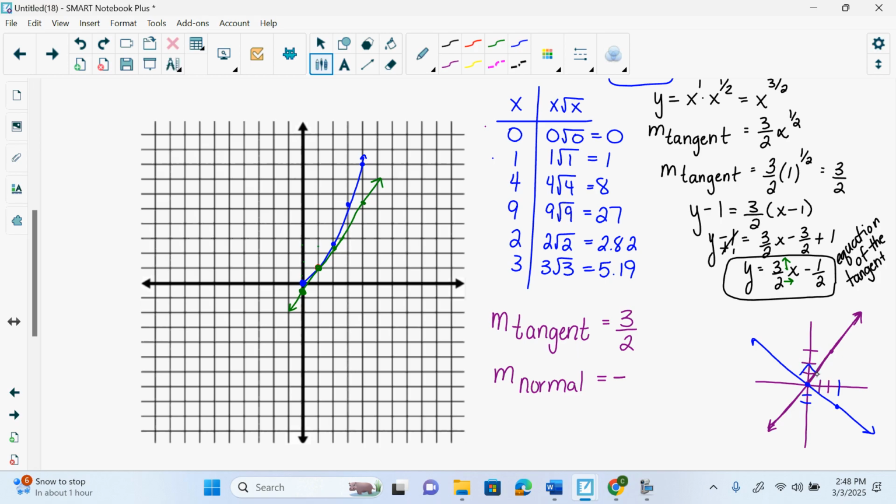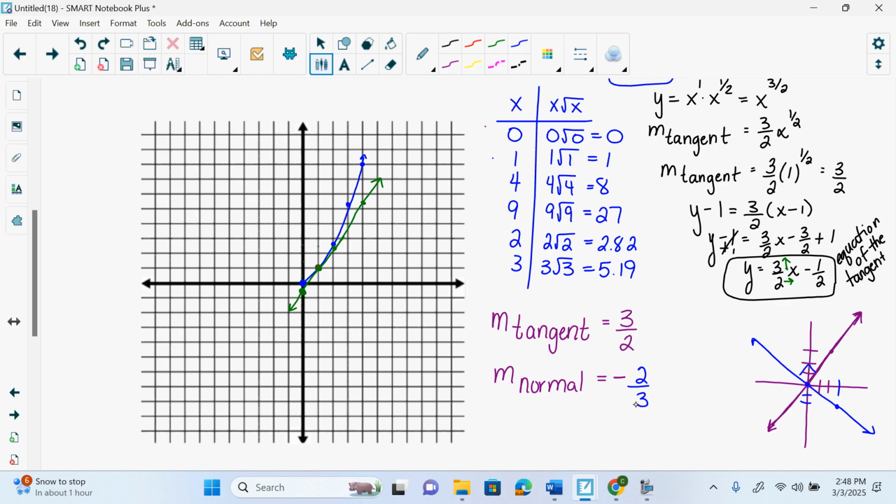So actually, the perpendicular slope to a regular slope is the negative reciprocal. If the original slope was negative, the perpendicular slope is going to be positive, because it has to run the opposite direction. It has to be the opposite sign of the slope. You learned that in grade 10. Okay, so it's negative 2/3.